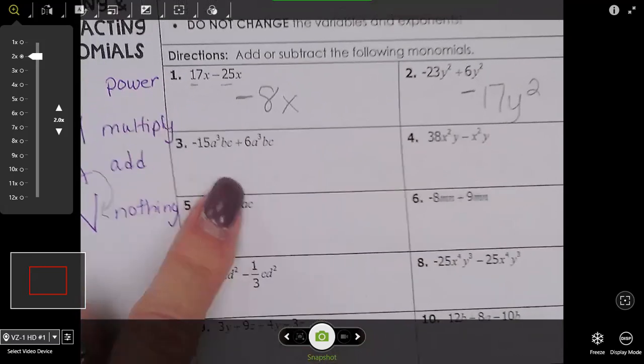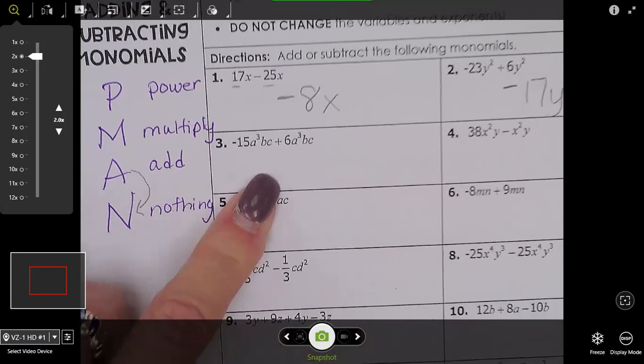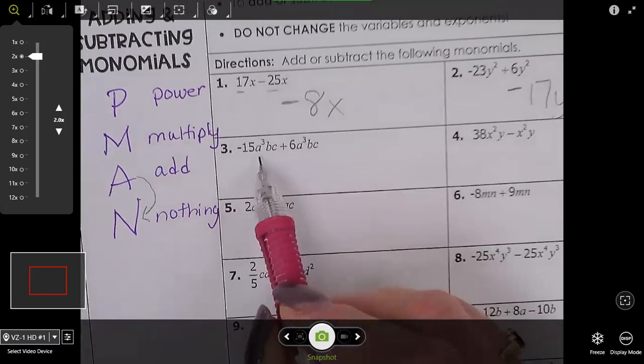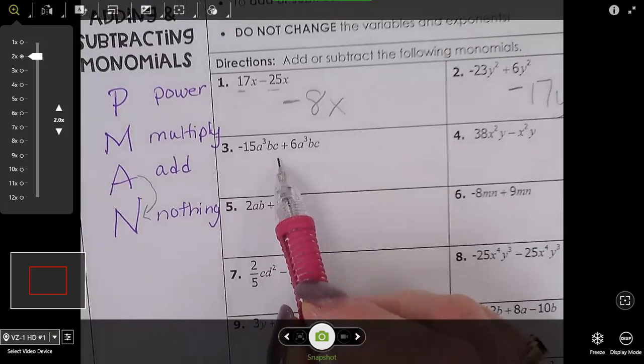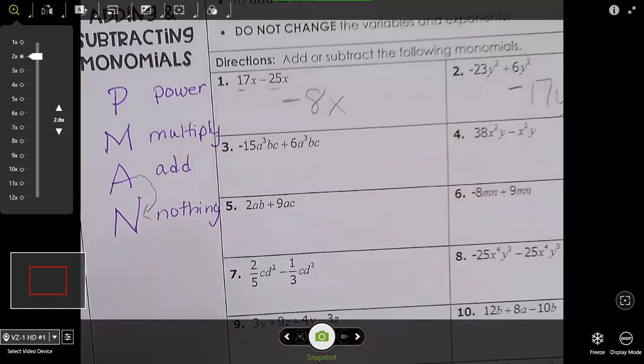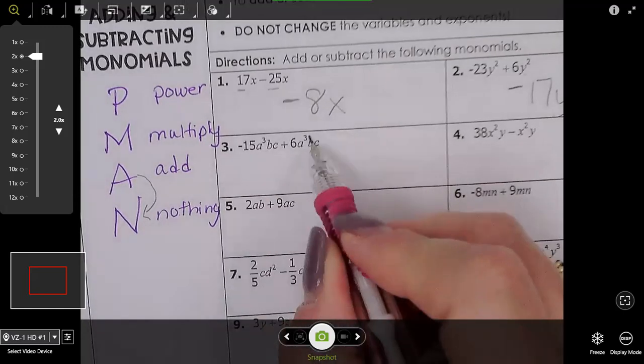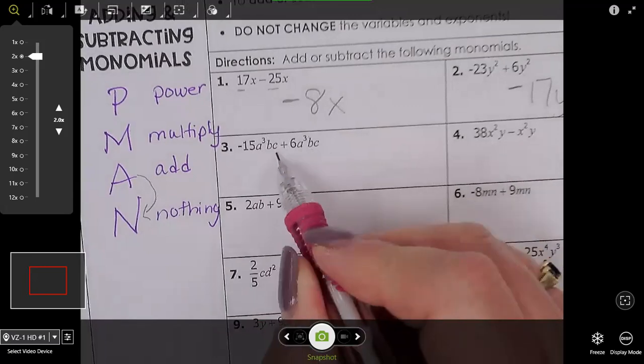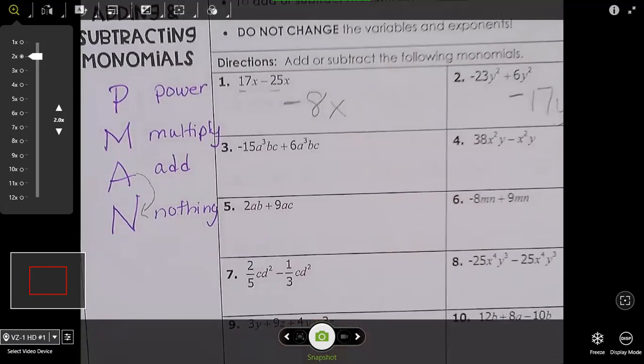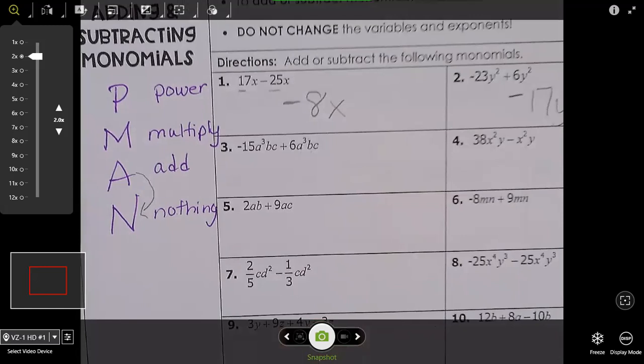Okay, but now we're stepping it up a little bit in number 3, and notice that we've got a letter A to the third, a B, and a C. In order to combine them, I have to have the same exact, I mean exact, variable and exponent. So A to the third, A to the third, B, B, C, C. So that means I'm allowed to combine like terms.